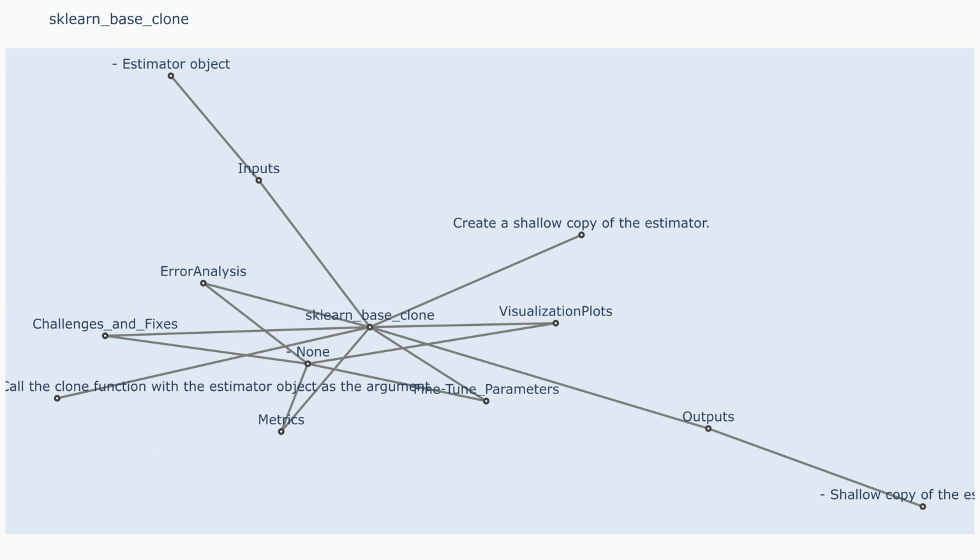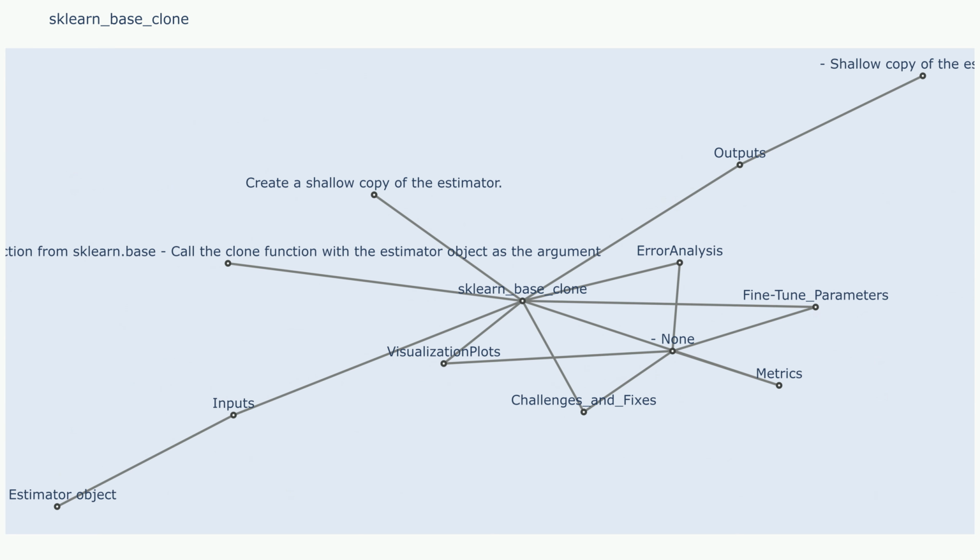Fixes to challenge 2. Use immutable objects wherever possible. Use immutable objects like tuples to avoid unexpected modifications. Deep copy mutable objects. Explicitly perform a deep copy of any mutable objects within an estimator before cloning.